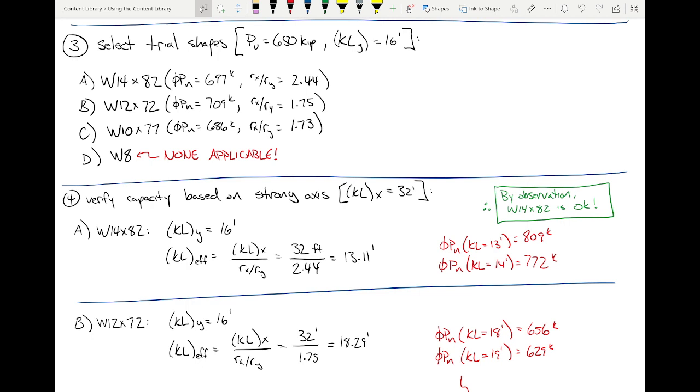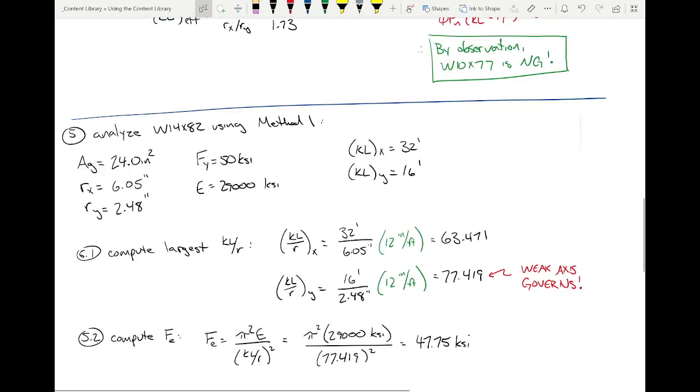Now, I'm going to say one other thing about efficiency, and hopefully this problem really drove it home. Does efficiency really matter? I mean, think about it. This was the lightest W14 that worked. This was the lightest W12 that worked. The next one was the lightest W10 that worked. Does the efficiency really matter? Okay, let's say it did matter. What are you going to do? Pick the next lightest shape? We just did. It didn't work, right? It doesn't matter, right?